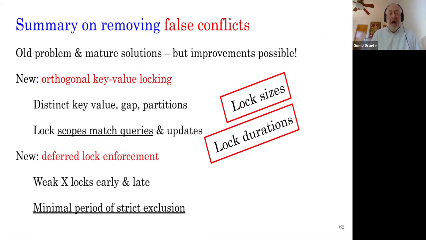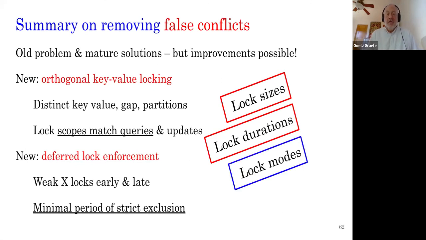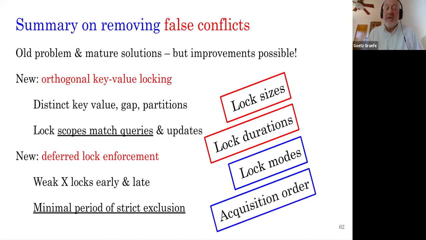I think we now have the minimal period for strict exclusion with the combination of deferred lock enforcement and controlled lock violation. We could also further introduce additional lock modes, in particular increment-decrement locks in roll-up, materialized roll-up views. And we could also work on lock acquisition sequence, which in a system like Microsoft SQL Server could get rid of 50 to 80% of their deadlocks by modifying the lock acquisition order.